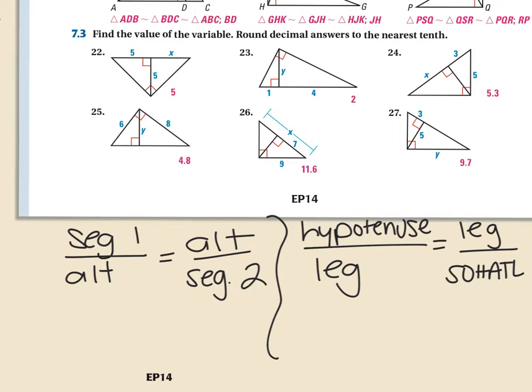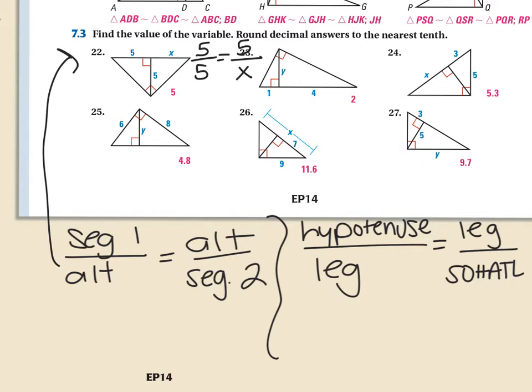So if you look at 22, the x is on one of the segments of the hypotenuse adjacent to the leg. So like this would be 22. You have a value on the altitude, nothing on the leg. So I would do segment 1, which could be 5, over the altitude, which is 5, equals the altitude, which is 5, over segment 2, which is x. And then you cross multiply, divide. This one's easy, that's 5.